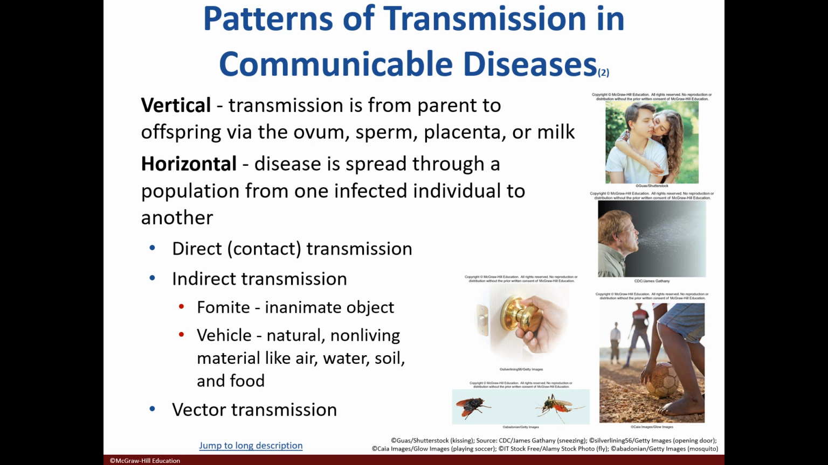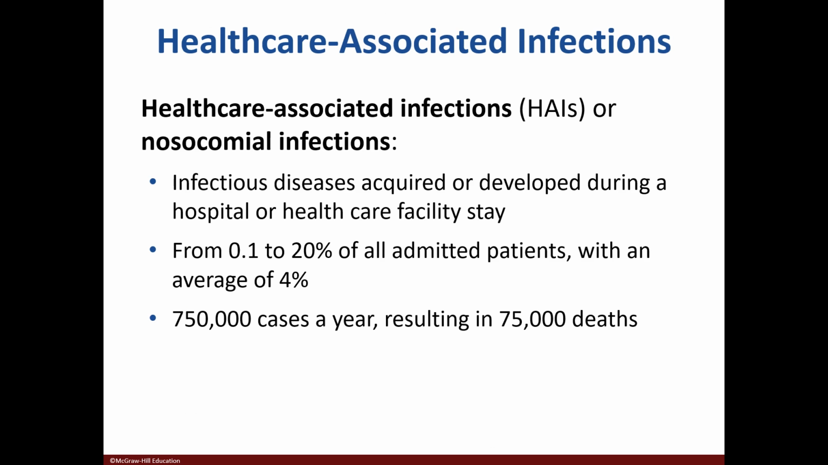Vertical transmission again is from parent to offspring. Horizontal transmission occurs in a population and can arise from direct contact, fomites like a doorknob, air, water, food, or vectors like ticks.